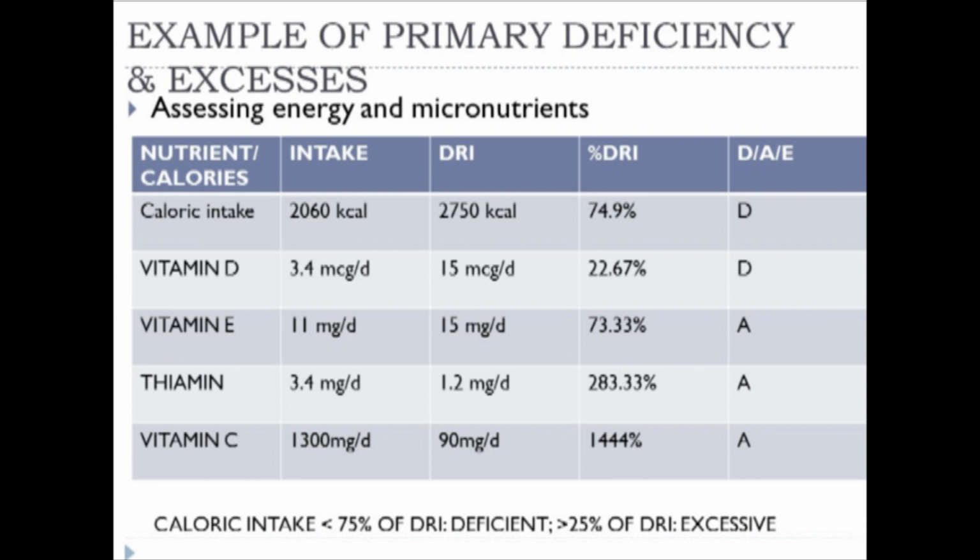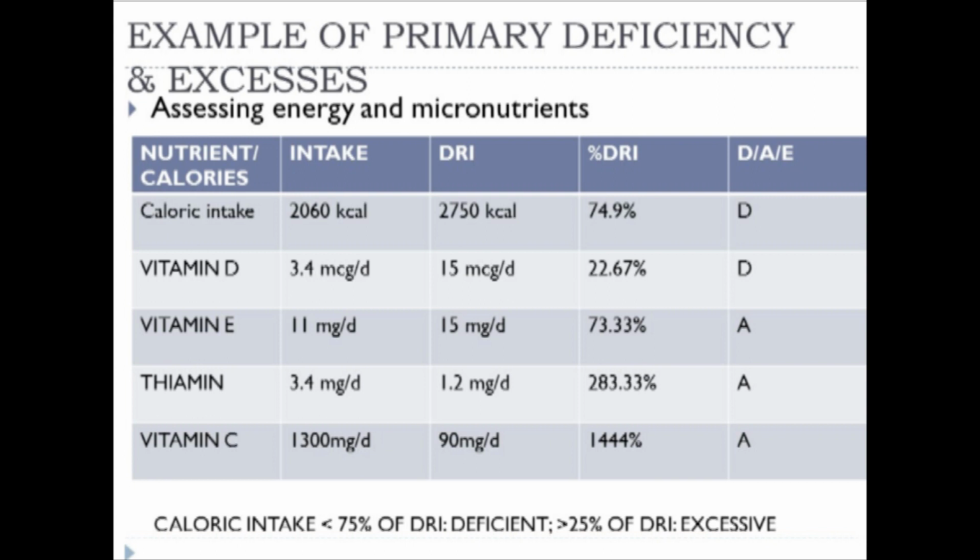Now, when it comes to the micronutrients, we use a different kind of assessment approach. If the micronutrient is less than or equal to 66% of the RDA or the DRI, it's considered deficient. So let's take a look at the vitamin D. 3.4 micrograms and the DRI is 15 micrograms. Well, let's check the percent. 3.4 divided by 15 times 100, 22.67. 22.67% is indeed less than 66% of the DRI. This means that this individual runs a high risk that their dietary intake might be chronically deficient. So we put a D.